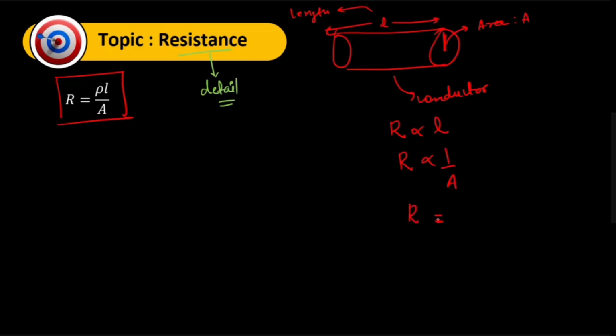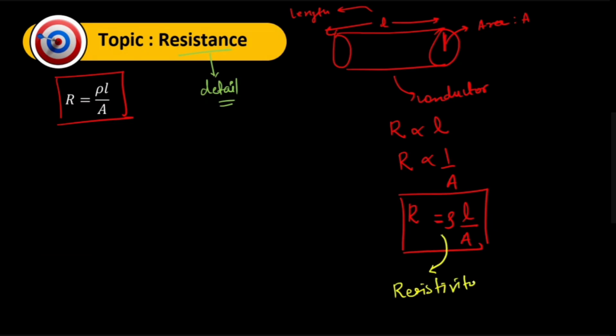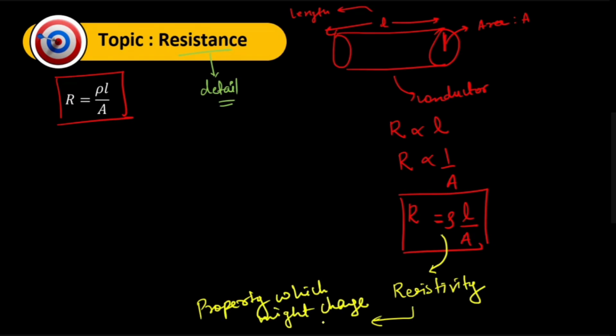So when we combine these two equations, we get R is equal to rho L by A, where this rho is resistivity. Again, it is a property which might change with temperature. So if temperature changes, sometimes the resistivity of a conductor also changes, and it can ultimately affect its resistance.